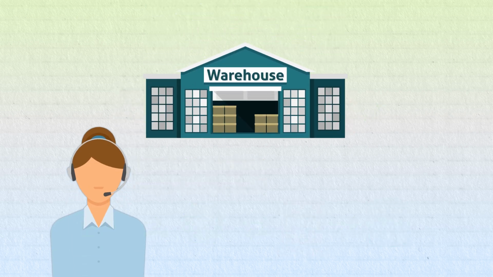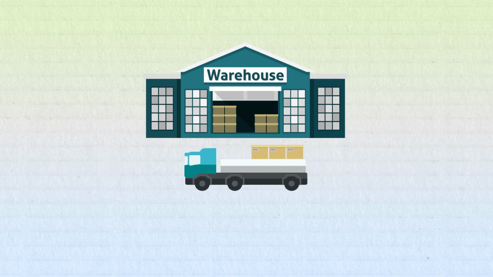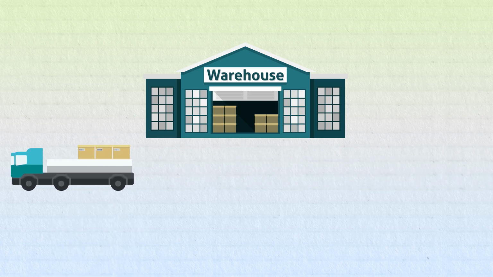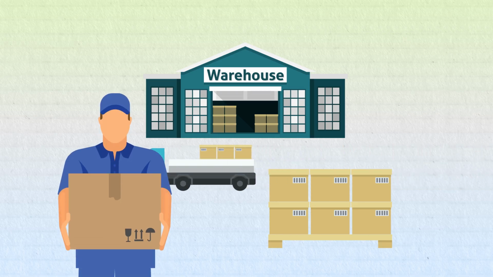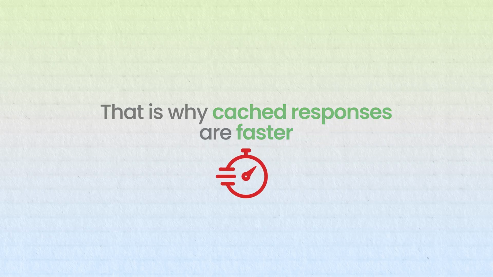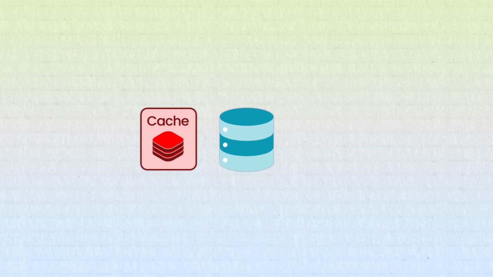Think of the database like a warehouse. Every time someone asks for a product, going to the warehouse takes time, but caching is like keeping the most requested products at the front desk. The first time you still go to the warehouse, but after that you already have the answer nearby. That is why cached responses are faster. The cache is not replacing the database. The cache is protecting the database from unnecessary repeated work.